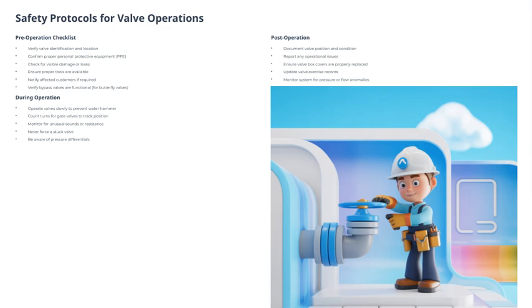Once you've operated the valve, it's important to monitor the system for any pressure or flow anomalies. Keep an eye out for unexpected changes that might indicate a problem. Be sure to update the valve exercise records to keep our system documentation current. Also, make sure the valve box covers are properly replaced to prevent debris or unauthorized access. If you notice any operational issues, report them immediately. Document the valve's current position and condition so we have a clear record.